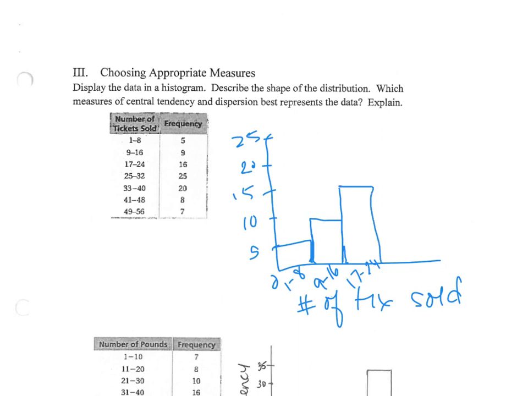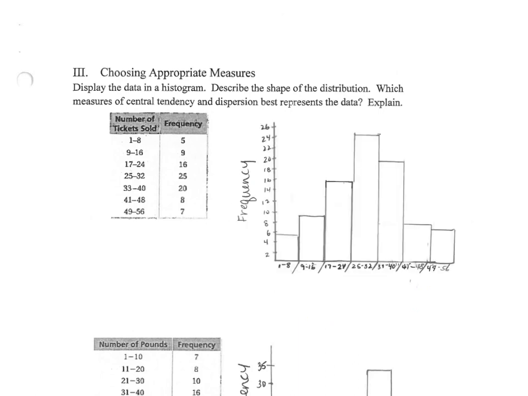So please pause the video, create your histogram. Okay, so when I created mine in my notes, I had actually counted by 2s. You can count by 5s. You're still going to see that same distribution.